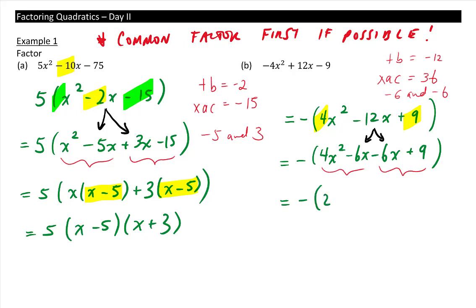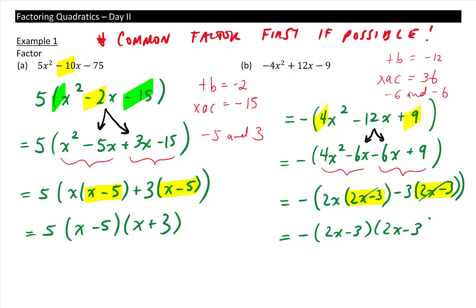So in the first group, we're going to take out a 2x, and that leaves me with 2x minus 3. And again, we have a negative leading coefficient, so I'm going to take out a negative 3 in the next pair, and that leaves me with 2x minus 3. Which is great because now we have the common factor, 2x minus 3. So for our final line, we have our negative 1. We take out the common factor of 2x minus 3, and we're left with 2x minus 3. So there's the factored form of negative 4x squared plus 12x minus 9.